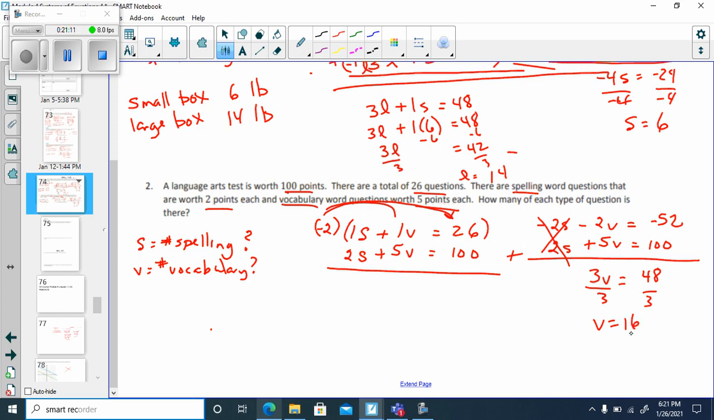How do we figure out how many spelling questions there are? Remember, there was a total of 26 questions. The number of spelling plus the number of vocabulary was equal to 26. That was this equation right here. Let's plug in our vocabulary, our 16. So to get to the number of spelling questions, I'd subtract 16 from each side. The number of spelling questions then would be equal to 8, okay? Right.